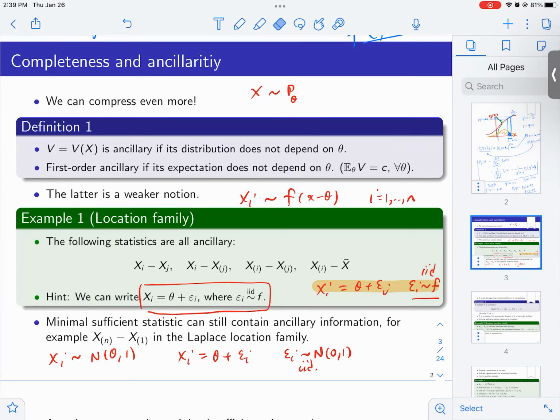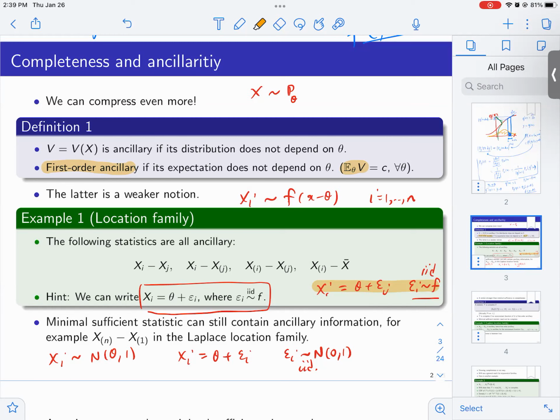Those are the interesting cases that completeness tries to get to. I'm going to give you the definition before doing that. There's a weaker notion of ancillarity, which is first order ancillarity, which just says that the mean or the expectation does not depend on theta. If you have a statistic whose mean doesn't depend on theta, it's first order ancillary.